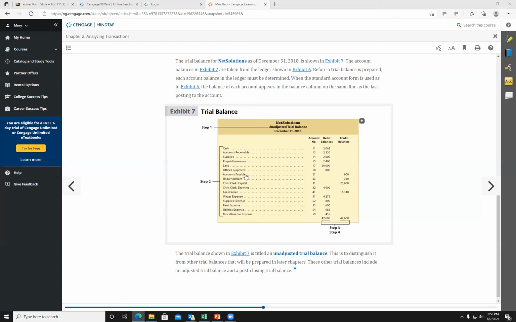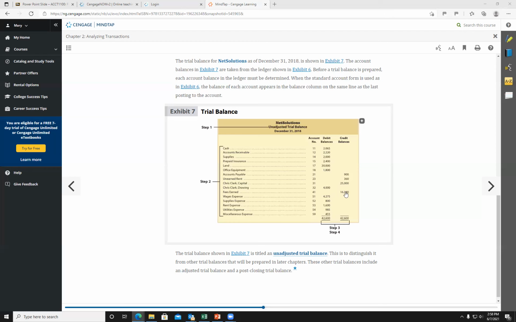Same thing for your liabilities. You have accounts payable and unearned rent. Those are liability accounts, and we increase liabilities with credits. Then you have your equity accounts, your capital account and your drawing account. The capital account is an equity account and it's increased with a credit, so we show the initial investment to our capital account as a credit. But we did have a drawing where we drew $4,000 from our equity account, and our drawing account is increased with a debit. So therefore we show the debit.